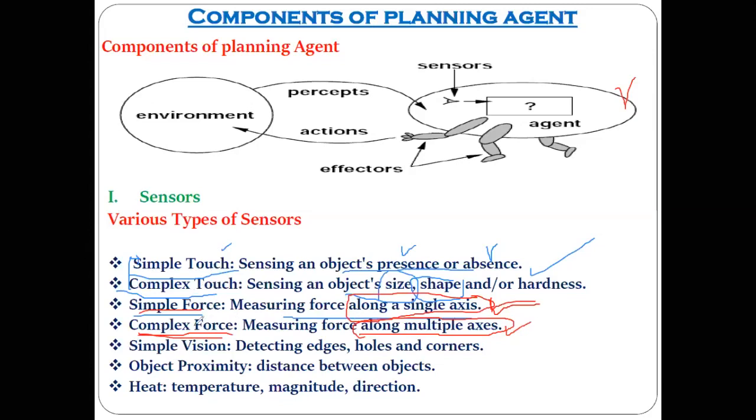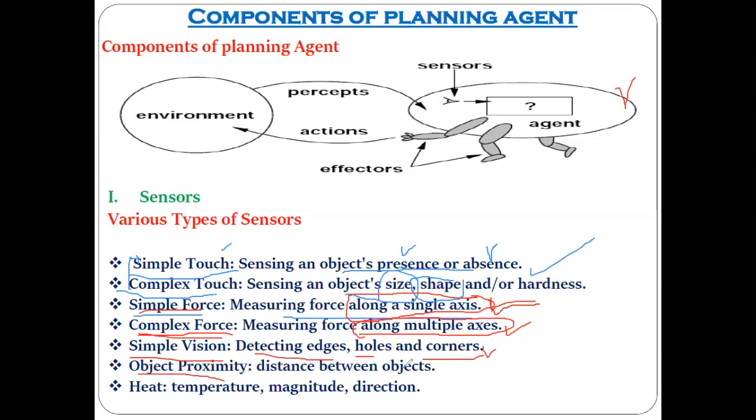Okay. So this is a simple force sensor. The complex force sensors are these. Then simple vision sensors and the complex vision sensors. Now this is for detecting the edges of the object, whether there is any hole in the object, how many corners are there for certain object, etc. Understood? Then another important one, object proximity sensor.